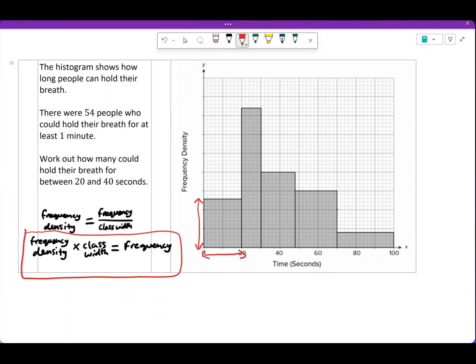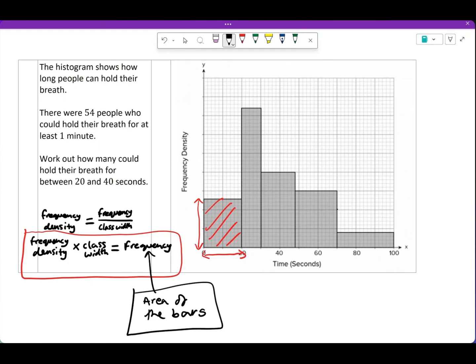So when we're multiplying the frequency density by the class width, we are essentially finding the area of our bar. So the frequency is represented by the area of the bars. Now this is true providing we know the actual scale on the frequency density axis. If we don't know the actual scale on the frequency density axis, we will have to configure this key fact here. Let's have a read through the question.